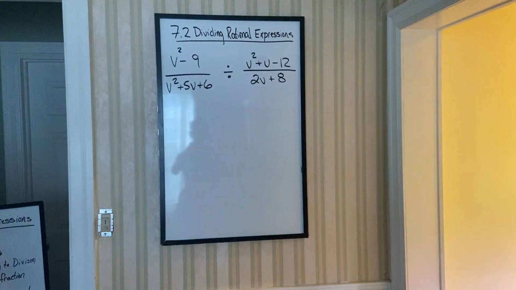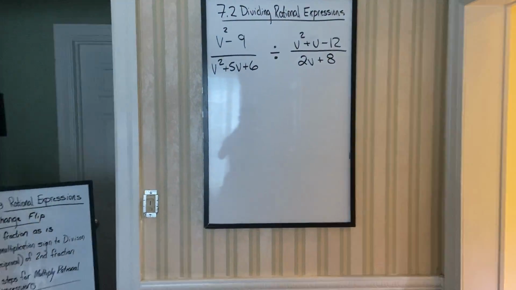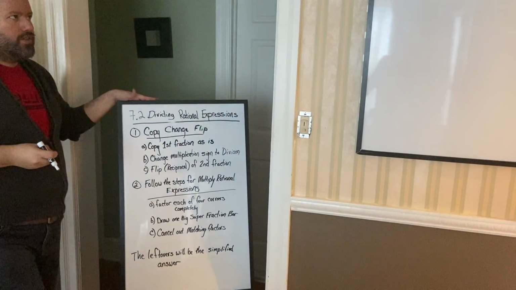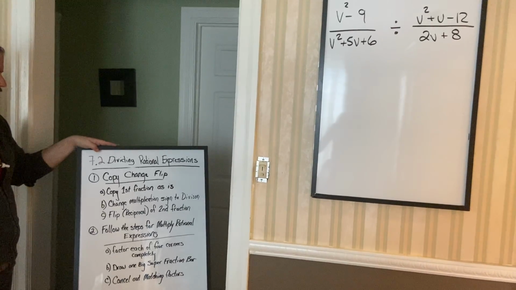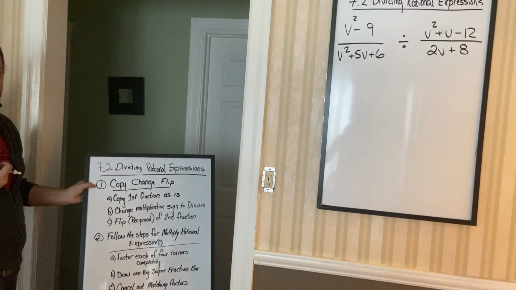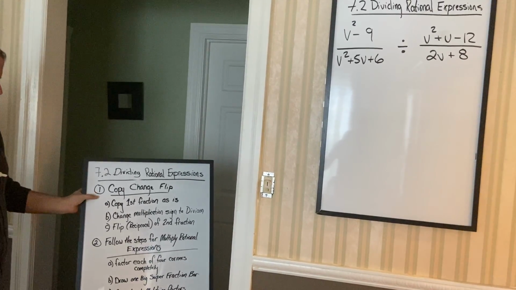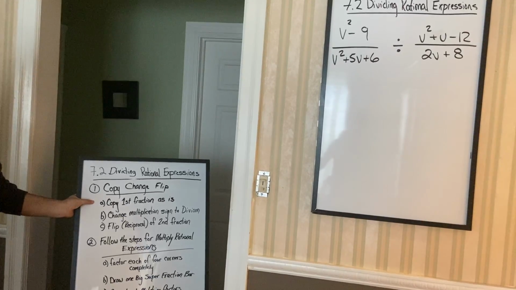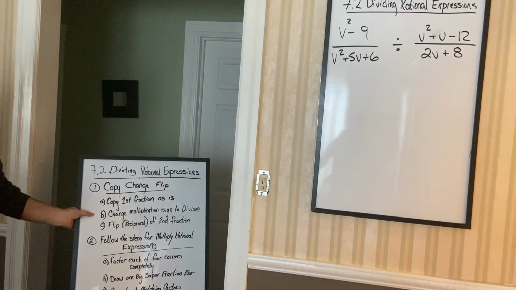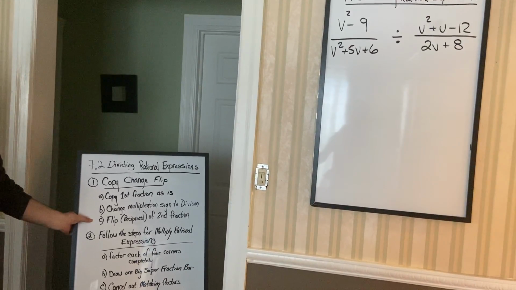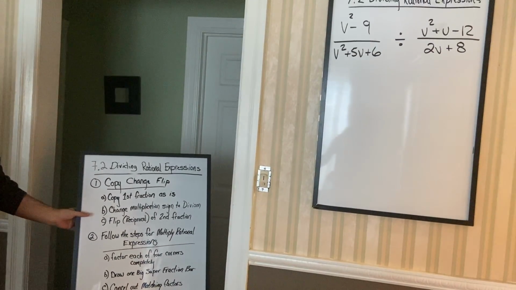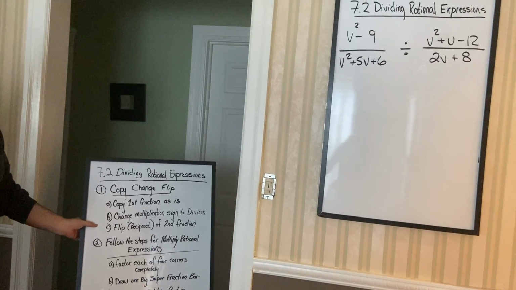Well, let's bring in our rules. So now that we have our traditional dividing rational expression, 7.2 for dividing, the first step is to copy, change, flip. If you forgot, copy is the first fraction just the way it is. The second, change the multiplication sign to division. And 3, flip, or just get the reciprocal of the second fraction.